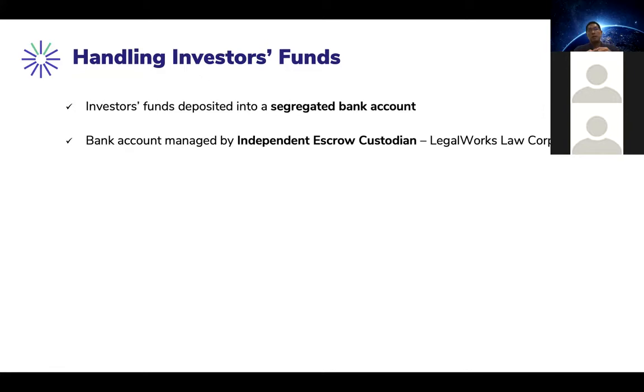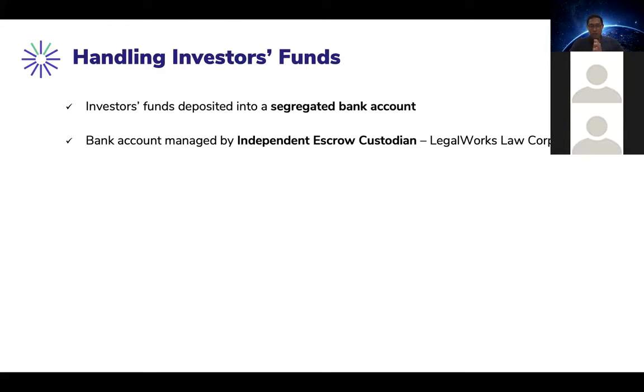Next, the escrow agent that we have appointed is called Legal Works Law Corporation. They have a $30 million indemnity coverage, so you don't need to worry about them running away.